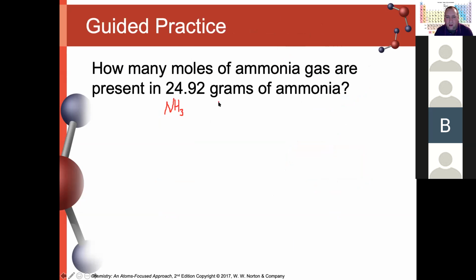And so I have 14.01 grams per mole for nitrogen. I have 3 times 1.01 grams per mole for the hydrogen. So my total mass is going to be 17.04 grams per mole of ammonia.